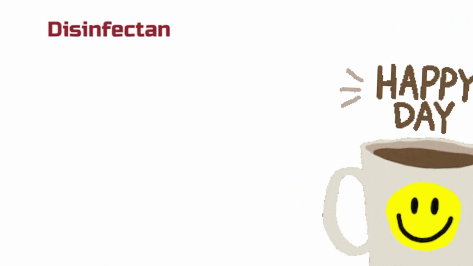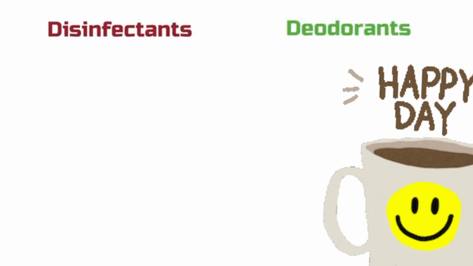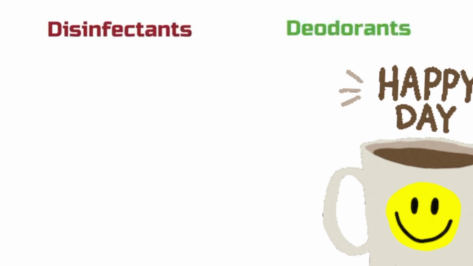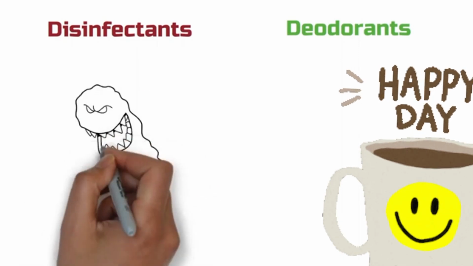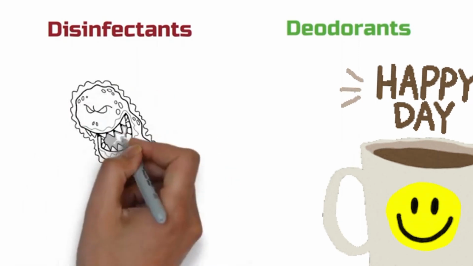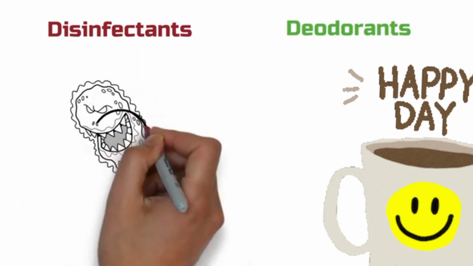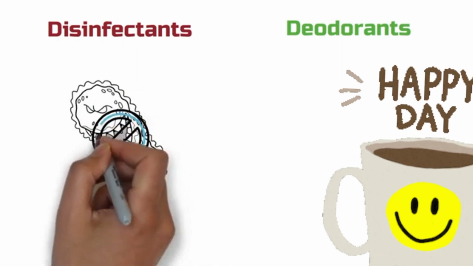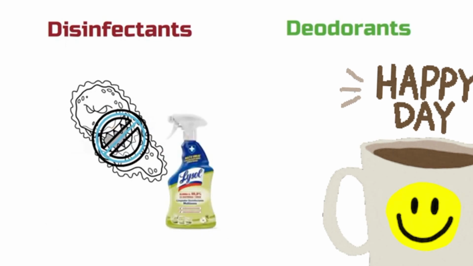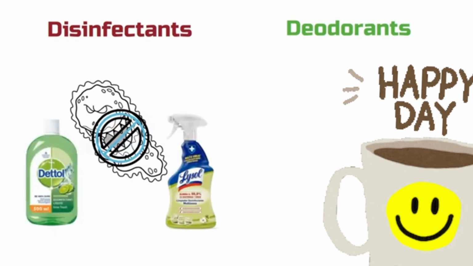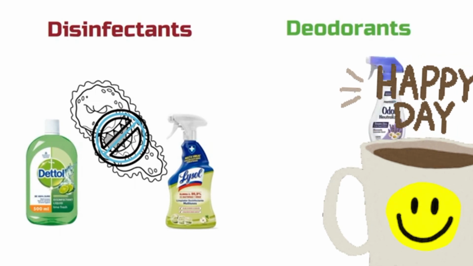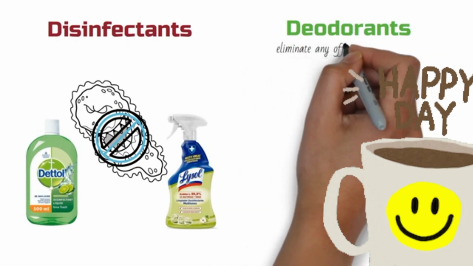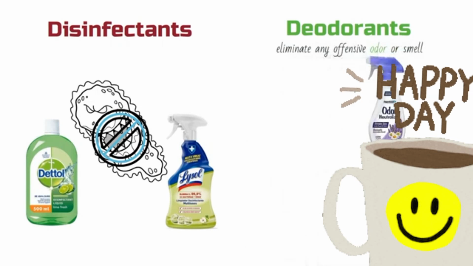Next we have disinfectant and deodorants. These are strictly not a cleaning agent but often used during cleaning operation. Disinfectants are used to kill microbes or bacteria and hence help in microbial or germ control. For example, Lysol and Dettol.